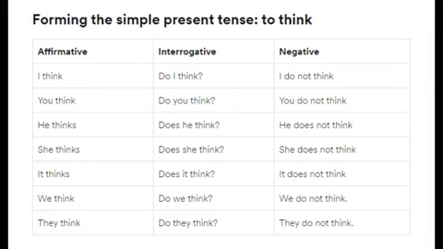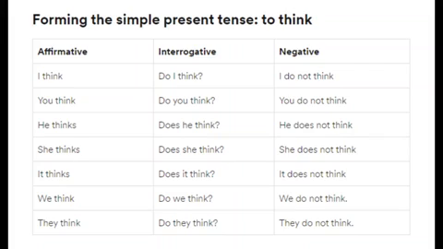Now we can see here forming the simple present tense in its affirmative, interrogative and negative by using the main verb to think. You can see here in affirmative it is written I think, interrogative do I think, negative I do not think. Affirmative you think, interrogative do you think, negative you do not think. Affirmative he thinks, interrogative does he think, negative he does not think. She thinks, does she think, she does not think.